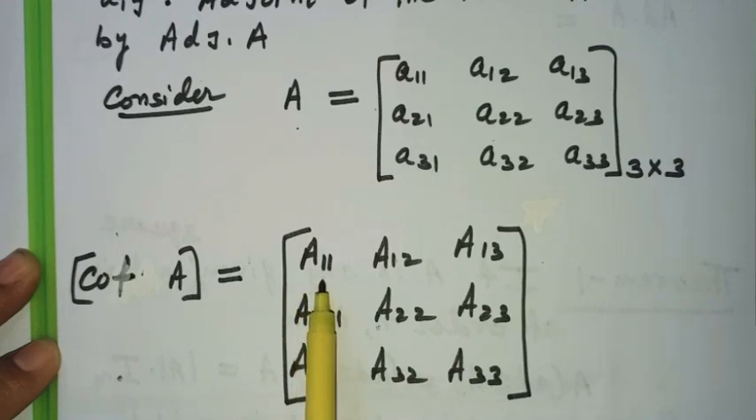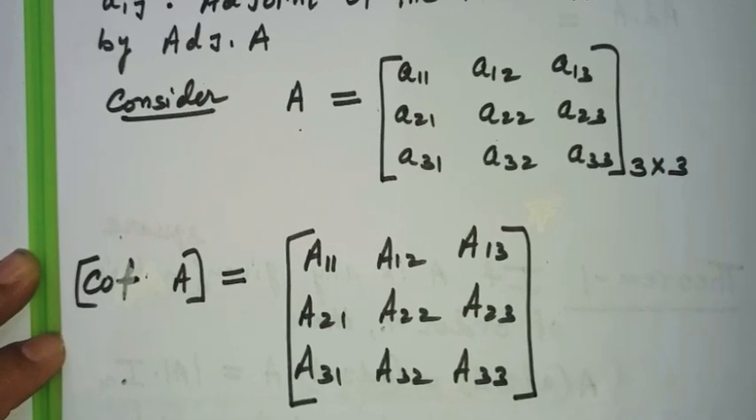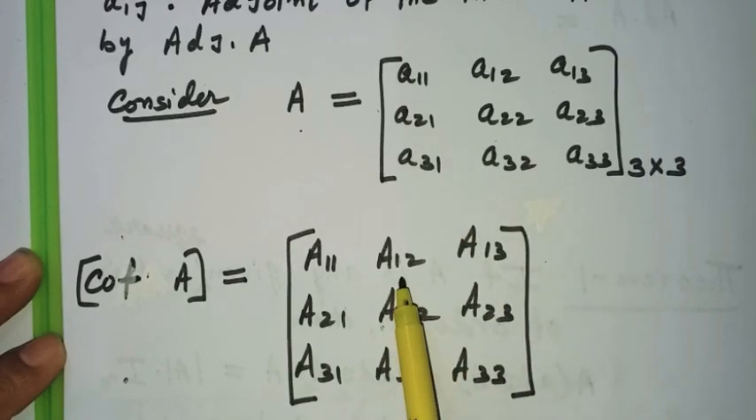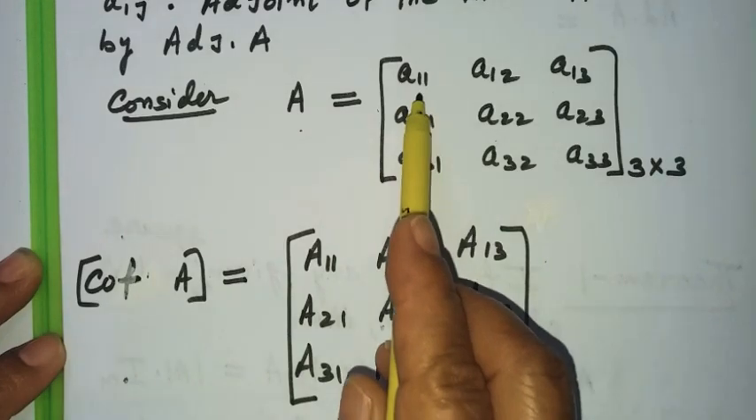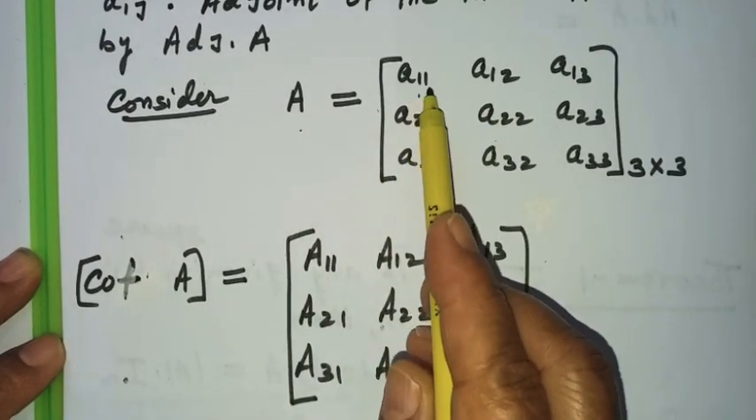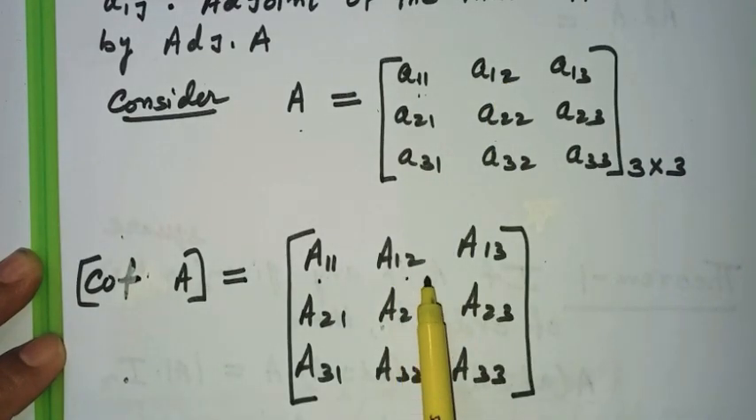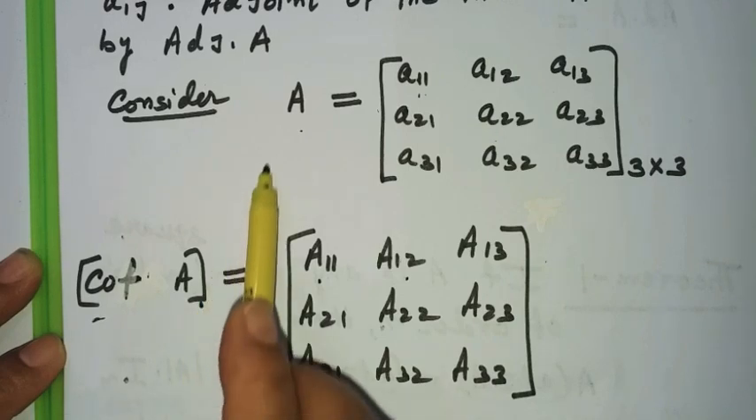I have already explained in my previous video how to find the cofactor of every element, so you can see the link of that video in the description box and learn how to find the cofactor of every element. So we have found cofactors of all elements and replaced every element by its cofactor. A11 is replaced by the cofactor of A11, A12 is replaced by the cofactor of A12, and so on. The matrix obtained is called the cofactor matrix of matrix A.